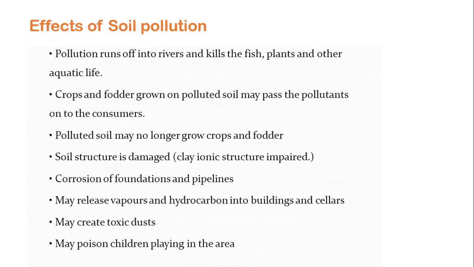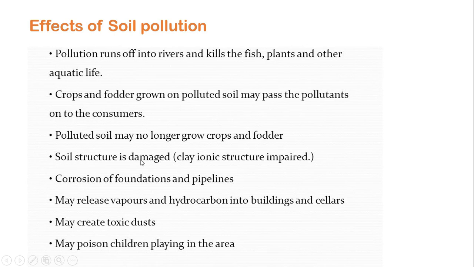Okay, so now the effect of soil pollution. Pollution runs off into rivers and kills the fish, plants and other aquatic life. Crops and food grown on polluted soil may pass the pollutant on to the consumer. Okay, when we eat the plants that grow in the polluted soil, it affects our health also. Polluted soil may no longer grow crops and fodder. Okay, so it means that it cannot grow the plants in the polluted soil like that.